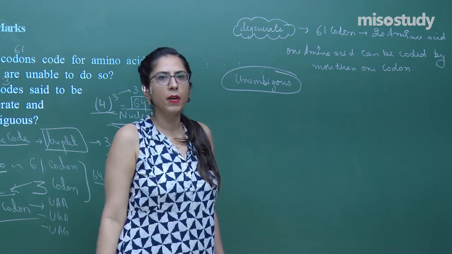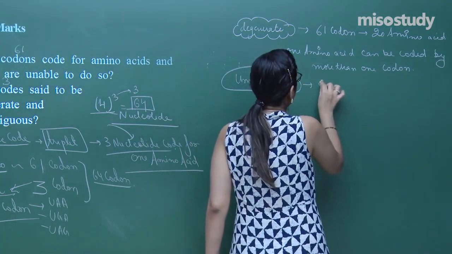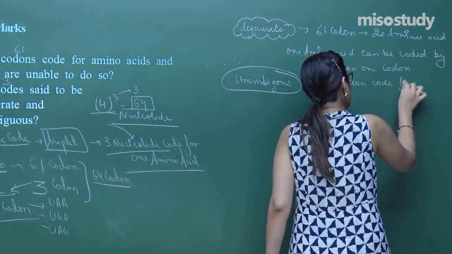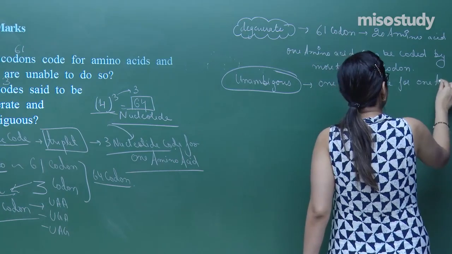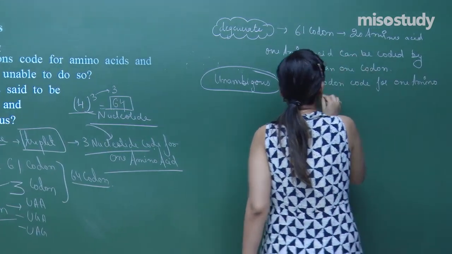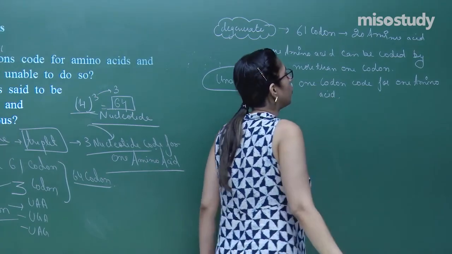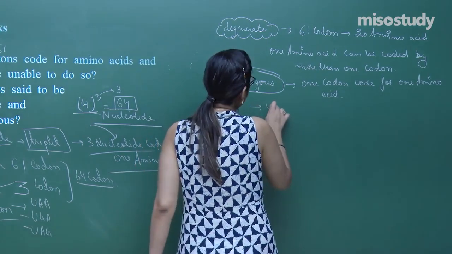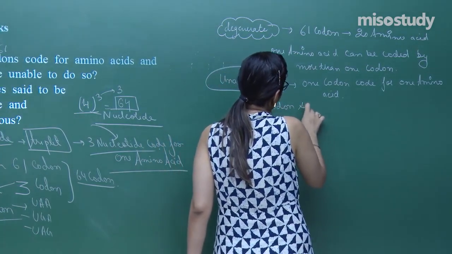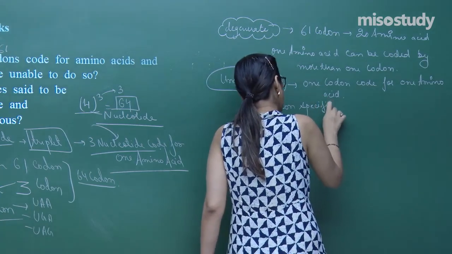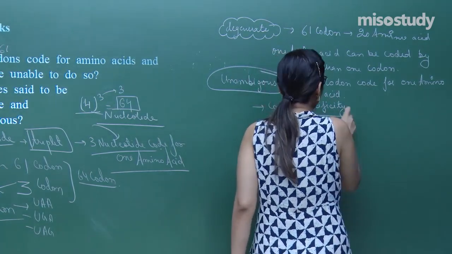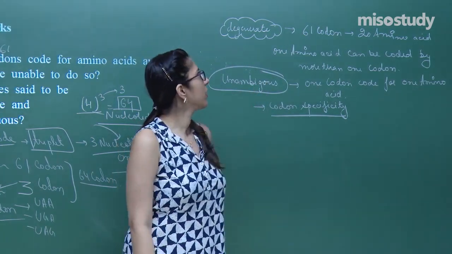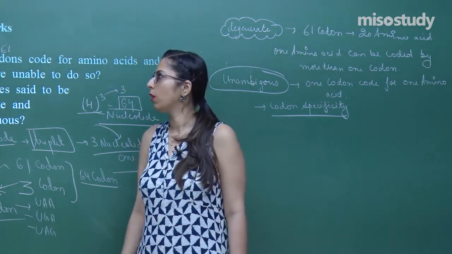Unambiguous. Now, what do you mean by unambiguous? That means one codon always codes for only one amino acid. That is also called codon specificity. So this is called unambiguous, as distinct from the degeneracy of the genetic code.